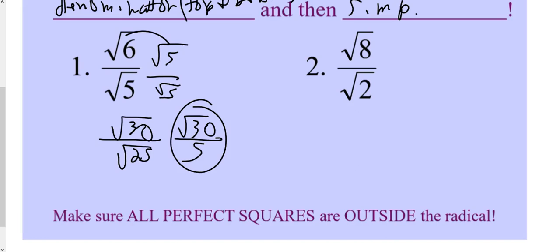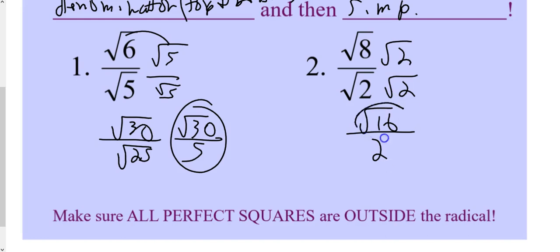Now, on this one, we're going to do radical 2 and radical 2. So that's going to give us radical 16 on the top. And if you want to, you can just go right to 2, because radical 2 times itself is just 2. The radical goes away. But we're not done yet, because this is simply 4 over 2. And that just gets us right down to just 2.